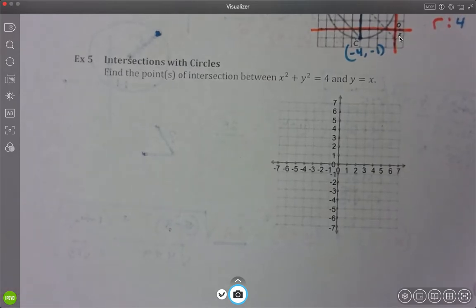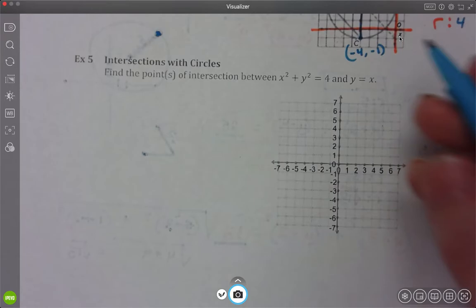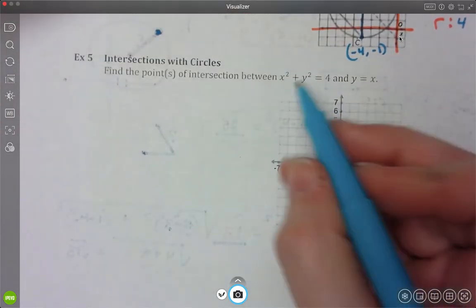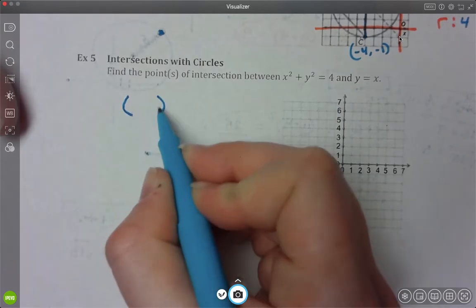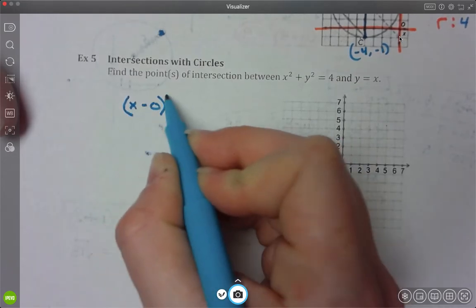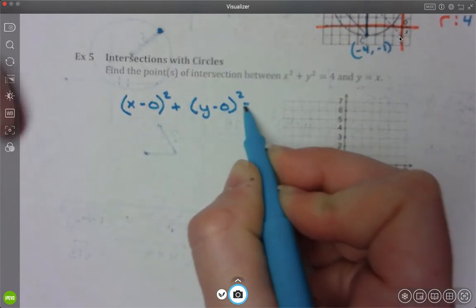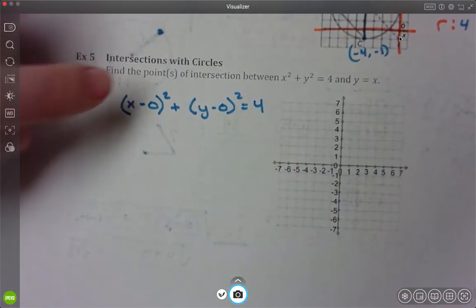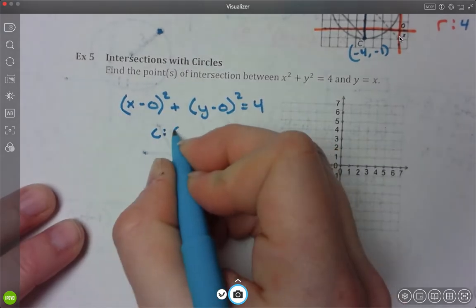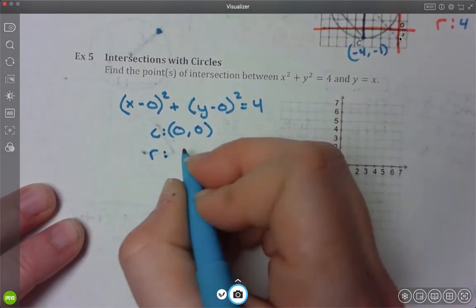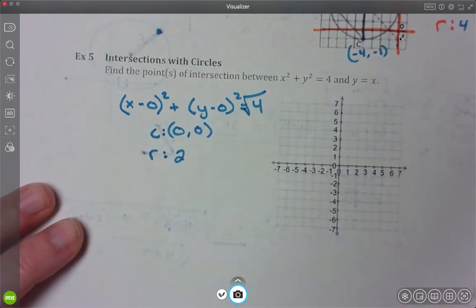So it says find the points of intersection between this circle, which is x squared plus y squared equals 4. Now another way of writing x squared plus y squared equals 4 is x minus 0 squared plus y minus 0 squared equals 4. This is a circle whose center is at 0, 0, and whose radius isn't 4. The radius will be 2 because I take the square root of 4.